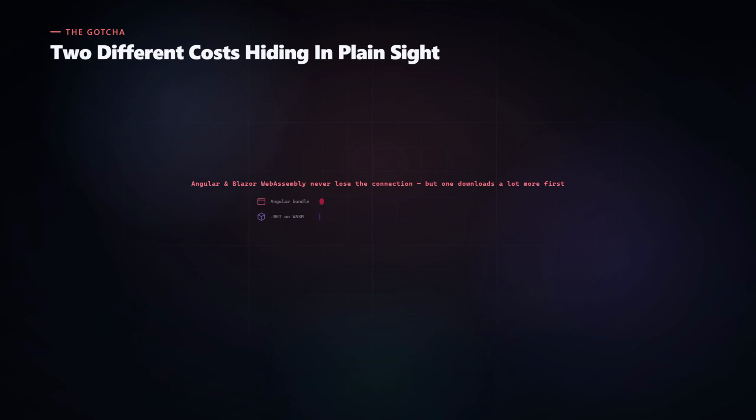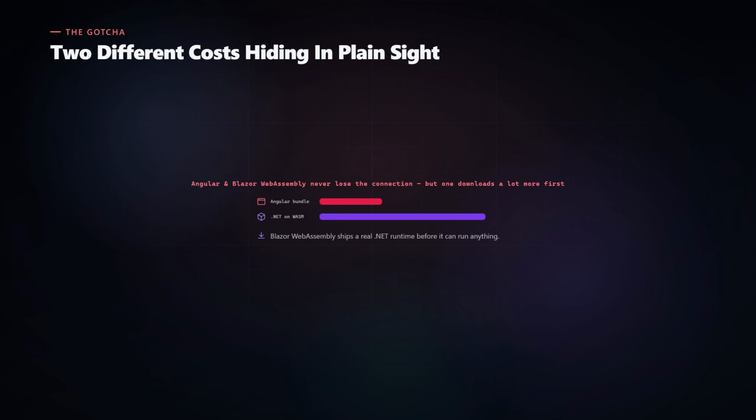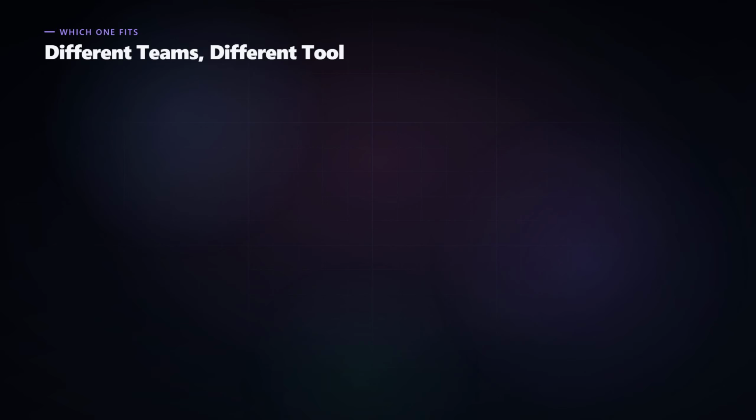Blazor WebAssembly avoids the connection dependency the same way Angular does, but it pays for that by shipping a real .NET runtime down to the browser first, a noticeably heavier initial load than Angular's leaner JavaScript bundle. So which one fits depends on what you're optimizing for.